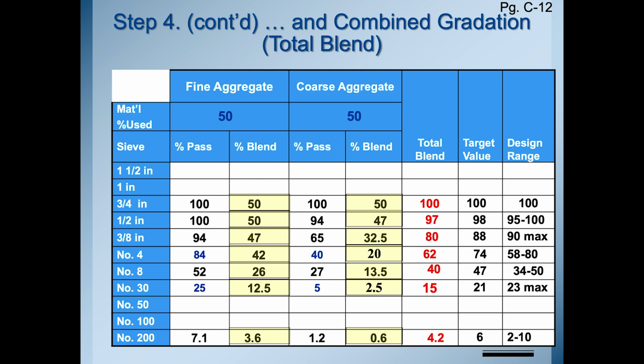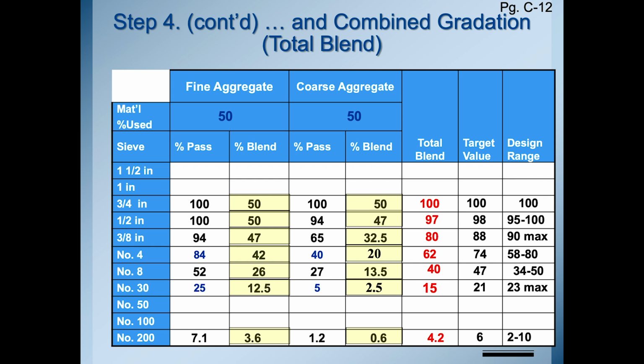So now, all we have to do is take each one of those two aggregates and add those two columns together. We take our percent blend column for the fine aggregate, we take our percent blend column for the coarse aggregate, and we total those together to get the total blend, the column that you see in red. You just simply add them together. So on the 3/4" sieve, you take your 50% blend on the fine aggregate and 50% blend on your coarse aggregate, and you get 100% on the total blend.